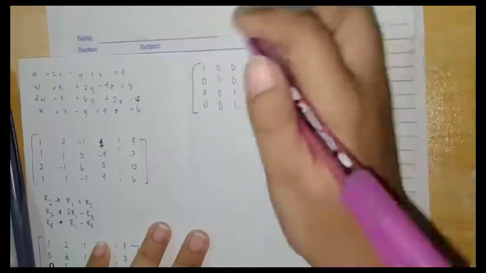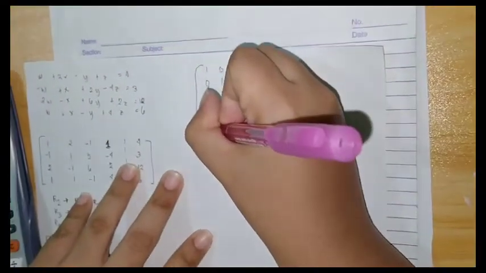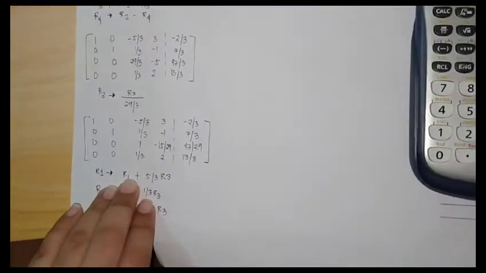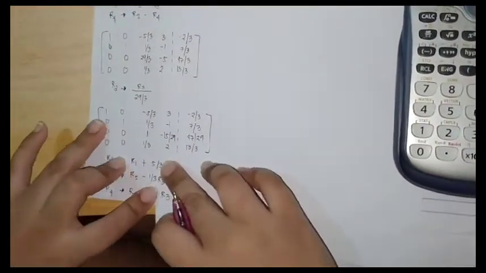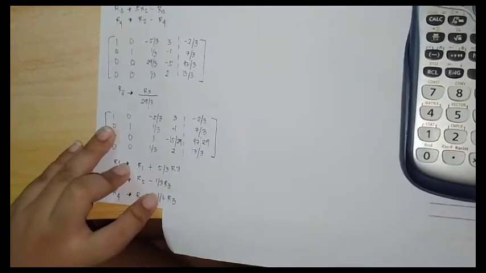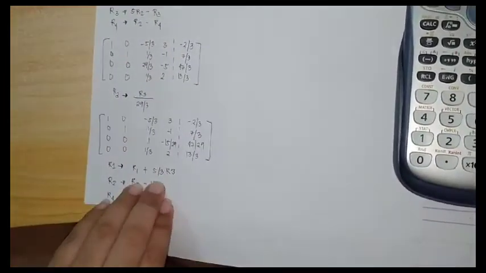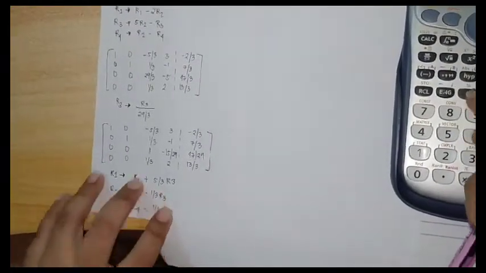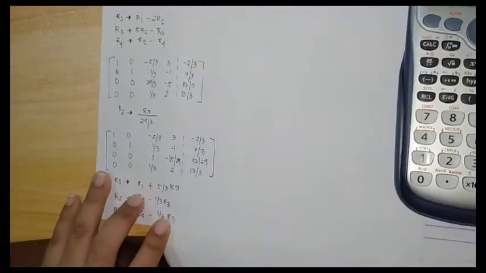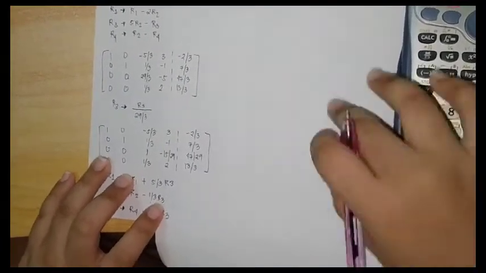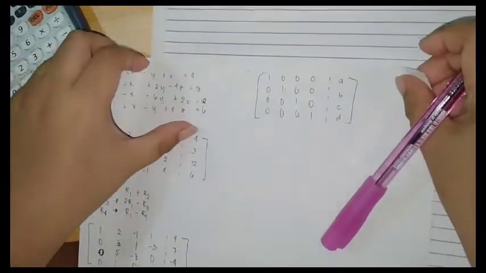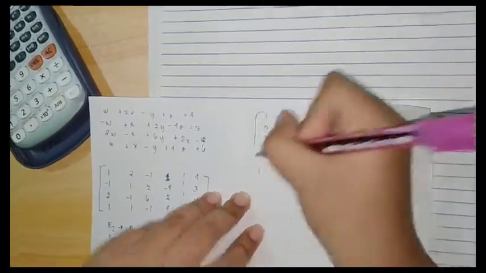So R4 minus 1/3 R3. So how are we going to do this? For R1 plus 5/3 R3, the first entry is 1 plus 5 over 3 times R3, which is 0. So it's still 1. So we put this 1 here.